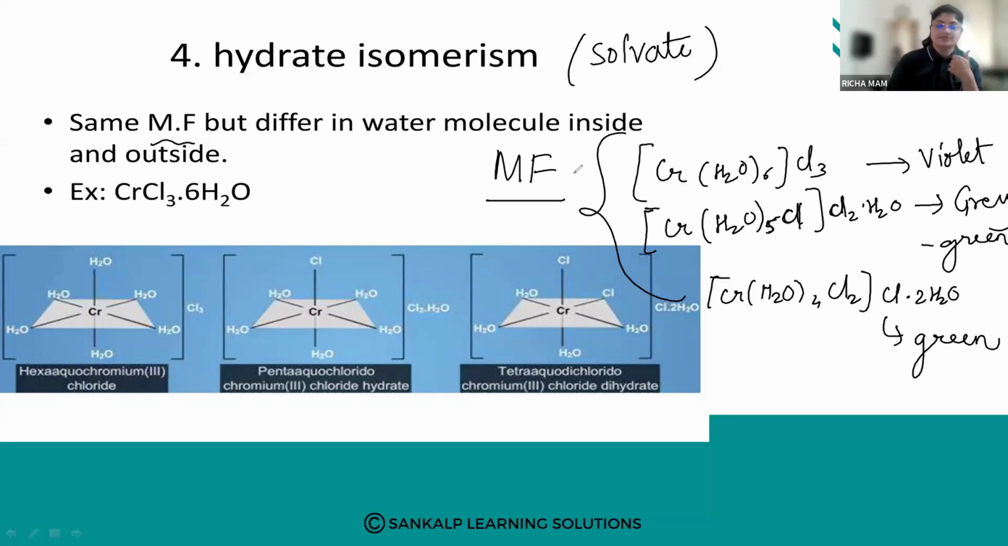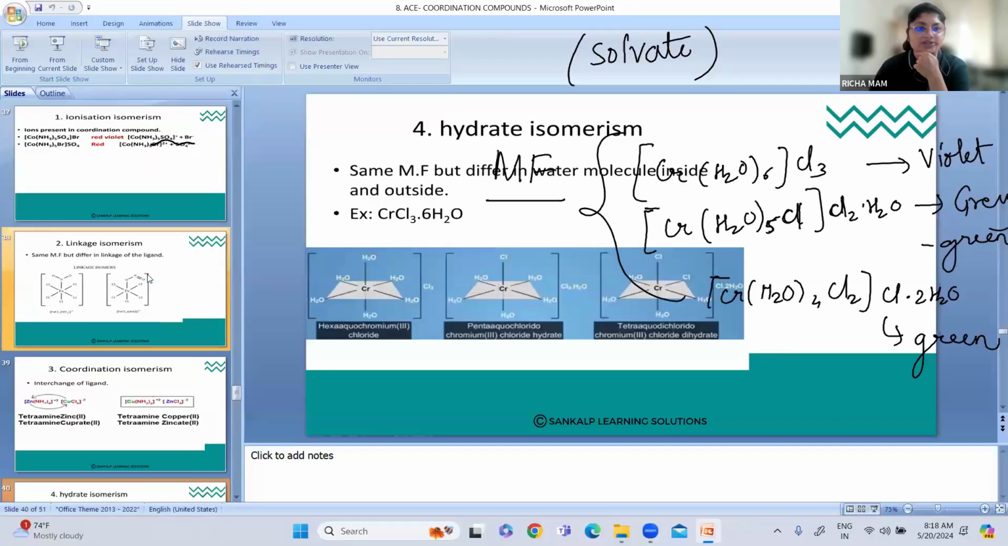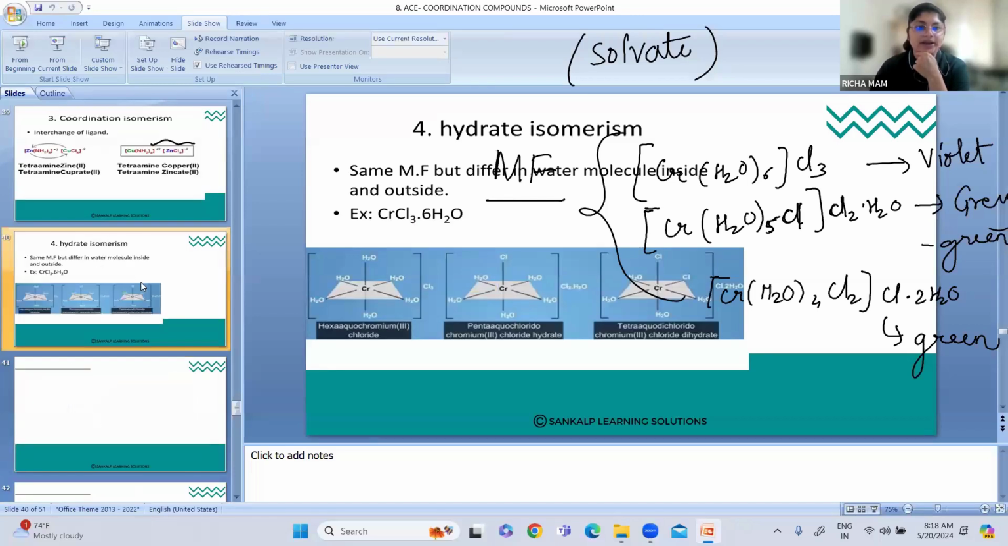Is it clear? Please go through the examples, very important. Any doubts up to here? We have seen isomerism and structural isomerism. In structural isomerism, we have discussed four types: ionization isomerism, linkage isomerism, coordination isomerism and hydrate isomerism. Is it clear?